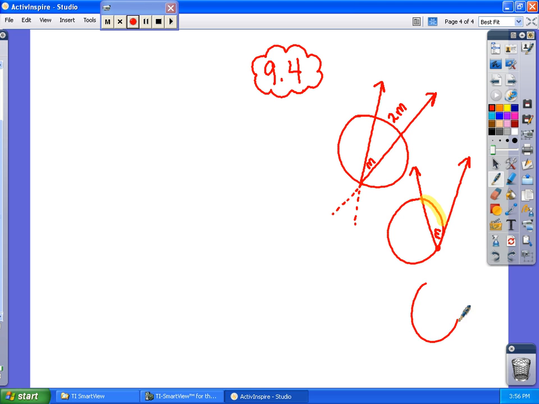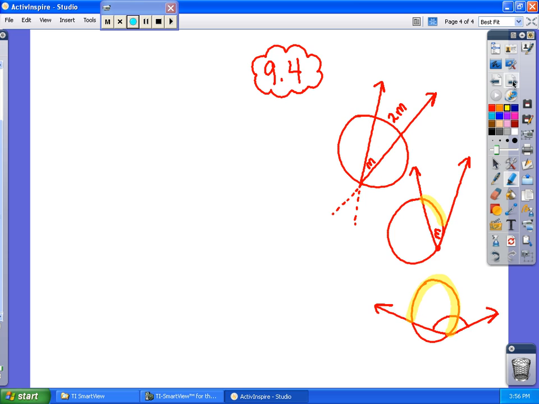So let me show you another example. If I have a secant going this way, and then a tangent coming this way, this angle is going to be half of the intercepted arc. So let's talk about now the other options.